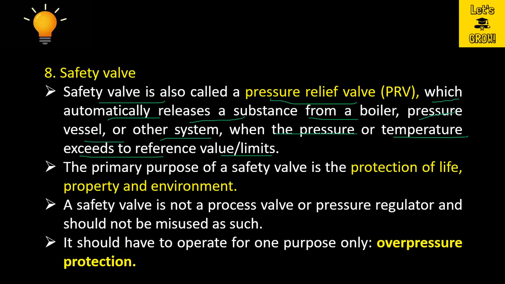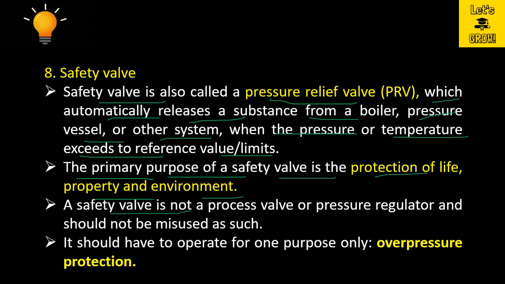If for a particular system a particular value or limits are given for the pressure and temperature, and that limit is exceeded in the system, it means our system is in danger. So to prevent this dangerous situation, a safety valve is provided, and the excessive pressure will be released from the safety valve. This is how it reduces the pressure in the system, and it acts as a safeguard for our system. The primary purpose of a safety valve is the protection of life, property and environment.